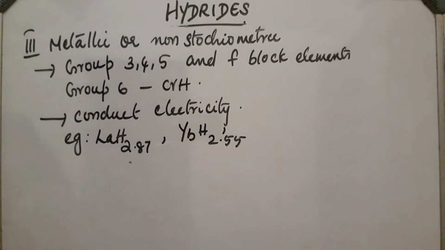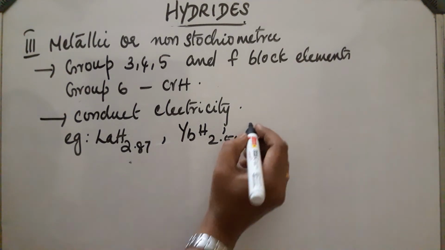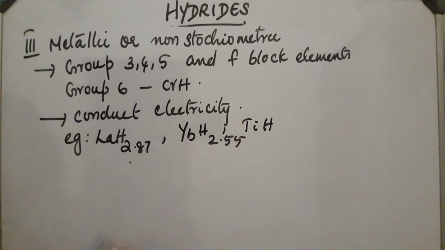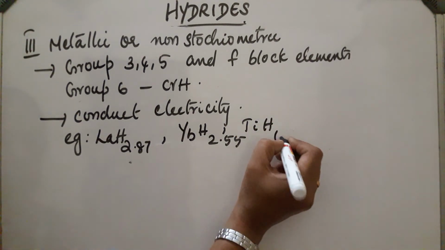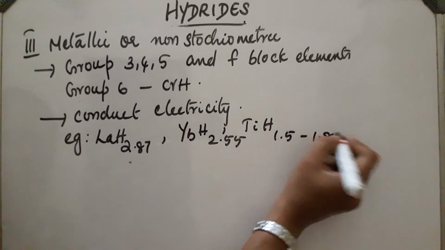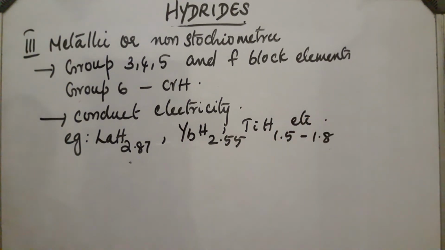All these are non-stoichiometric. These are deficient in hydrogen. Okay, deficient in hydrogen. Then TiH1.5 to 1.8. These are examples. Okay, so they are non-stoichiometric hydrides. So in this case, the law of constant composition does not hold good. We already discussed this while studying the law of constant composition.